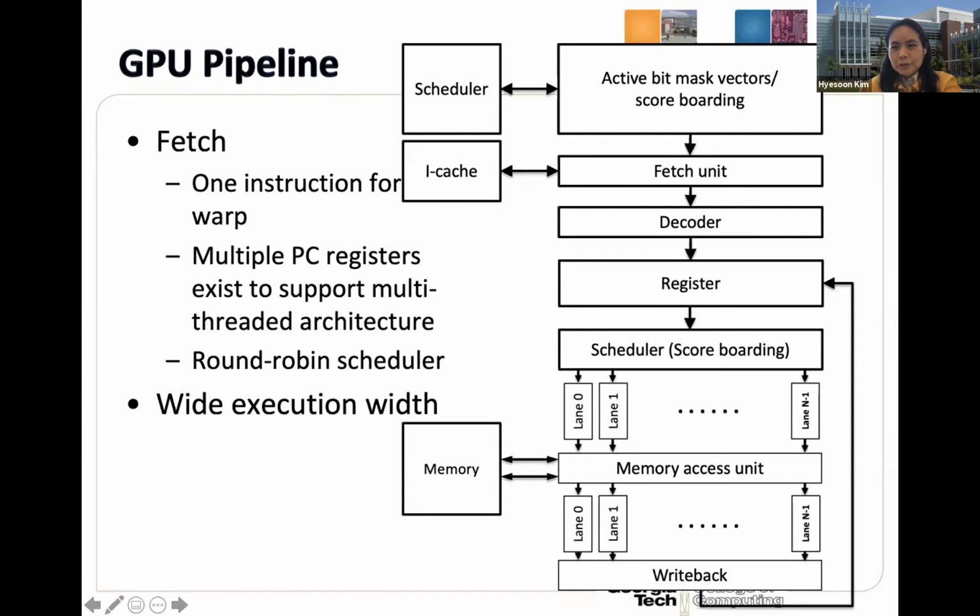And this is a brief overview of the GPU pipeline. The pipeline itself is similar to the traditional CPU pipeline stages: fetch, decode, register, scheduling, and execution. But the scheduler part in the front end is a little more sophisticated, because we have to choose among multiple warps, and the scheduler decides which warp to execute, and this is also enhanced. And more importantly, the execution width is so wide, and that's where we get a lot of data-level parallelism.